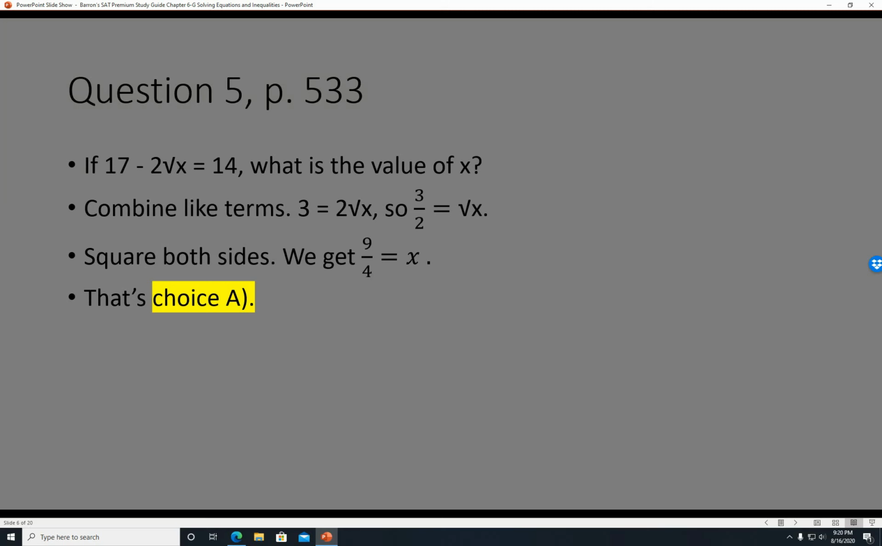Question 5, page 533. If 17 minus 2 square root of x equals 14, what's the value of x? Well, first thing we do is just, as in most of the other problems, combine like terms. So 3 is equal to 2 root x. So then 3 halves is equal to square root of x. So we square both sides, so we're going to end up with 3 squared over 2 squared, so that's 9 over 4, which is equal to x, because the square root of x squared is just equal to x. That's choice A.